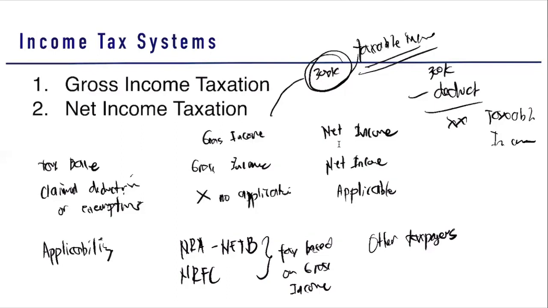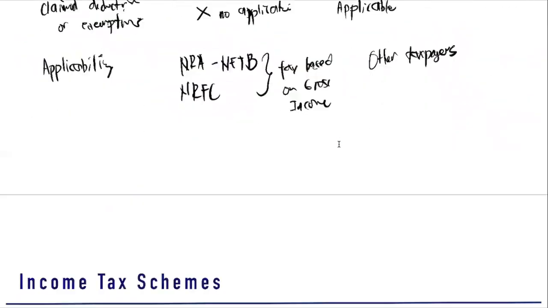You will learn that all NRA and ETB, all NRFC, whatever type of income, it will always be a gross income and uniform rate. But all others, they can claim deductions. So as we go through your income tax, you will learn based on the taxation of NRA and ETB and NRFC as compared to other taxpayers, there is really no deduction in your NRA and ETB and NRFC. So as early as now, you must learn gross income taxation and net income taxation.